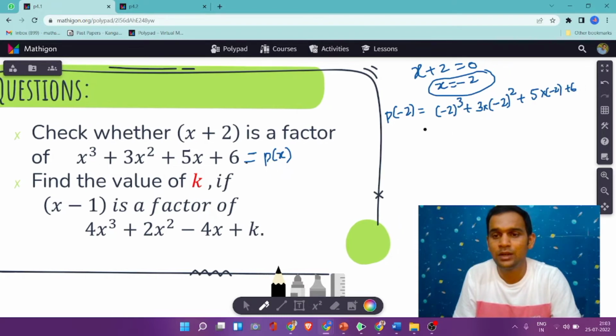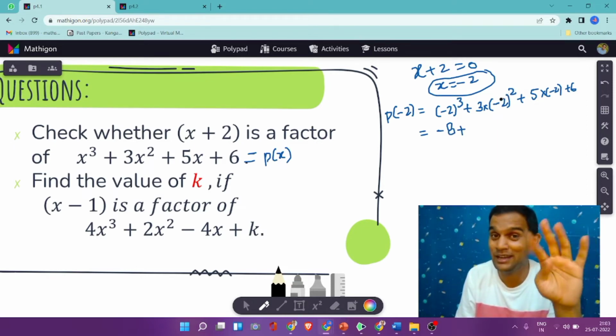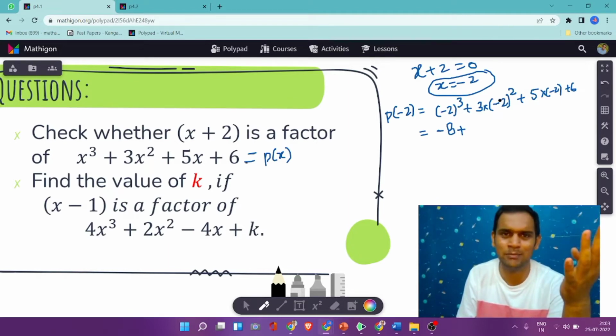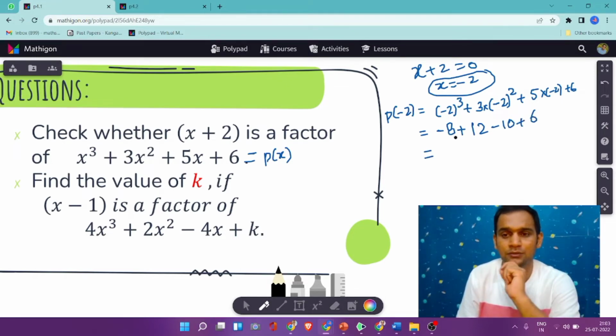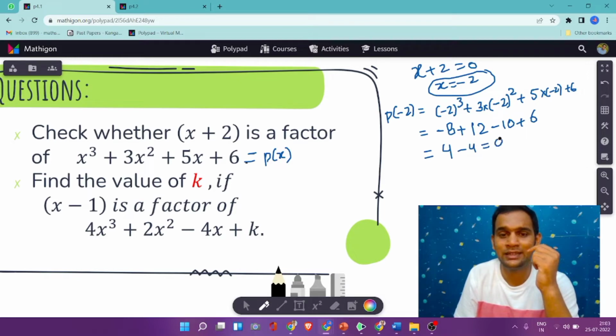So when we try to solve this, we get minus 2 cubed is minus 8, plus 3 times minus 2 squared, which is plus 4, right? Minus 2 times minus 2, minus minus becomes a positive, 2 times 2 becomes 4. So 4 times 3 is 12. And then 5 times minus 2 gets us minus 10, plus 6, obviously. So let's try to solve it further. Minus 8 plus 12 is 4, minus 10 plus 6 is minus 4. 4 minus 4 is 0.